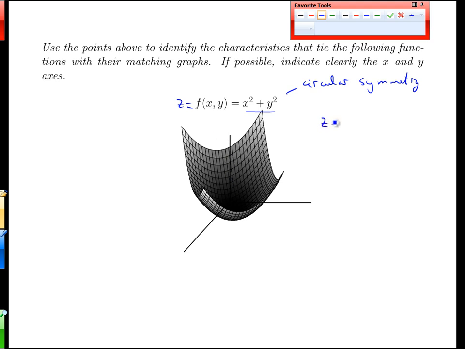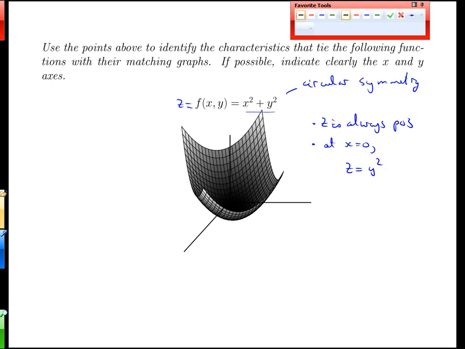A couple of other features we might note is that z is always positive. We take a look at the x squared and y squared. No matter what values I pick for x and y, we always get a positive value. What else could we learn? Well, let's go for the cross sections. At x equals 0, z gets simplified. It becomes 0 plus y squared.